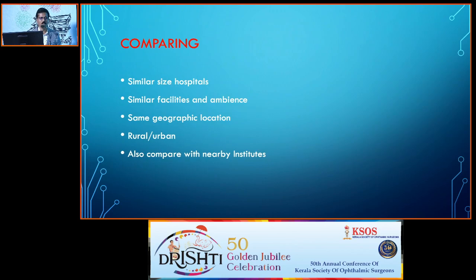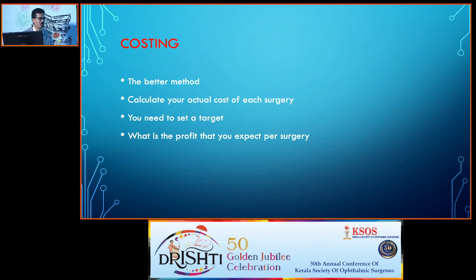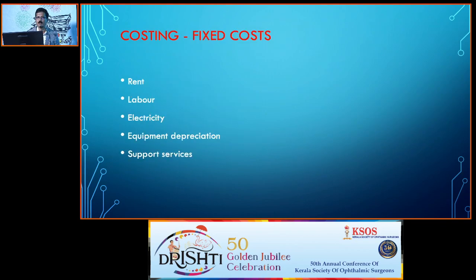So that is a very simple and practical method, but the better method, the more scientific method, I would say, would be doing a costing study. Here you calculate the actual cost of your surgery based on the target that you may reach. If you have started a hospital and you say your target is 50 surgeries in a month, or in a year, 500 surgeries. So based on that target and the actual cost of each procedure, each surgery, and the amount of profit that you would expect from one surgery, based on that you can make your package.